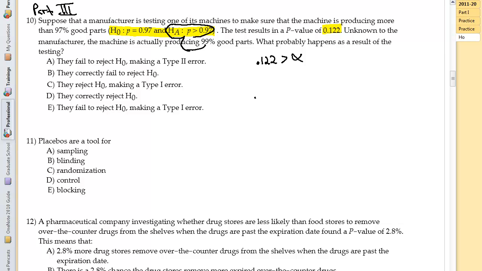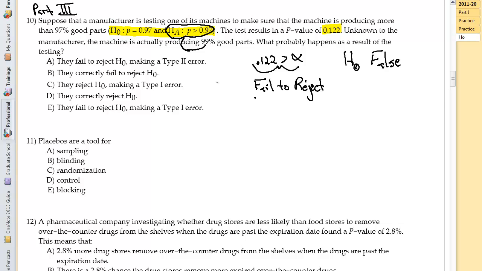So the alternative hypothesis is true, so the null hypothesis is false. Here, though, with such a large p-value, what we're going to do is fail to reject. So we're going to fail to reject. Now, we're talking about types of errors.